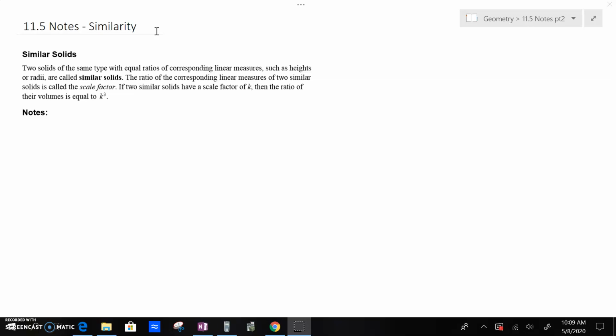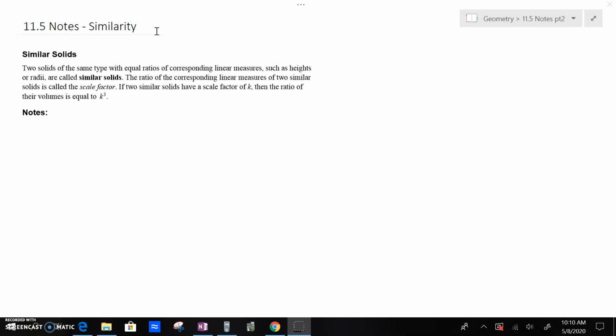Two solids, and a solid is just a three-dimensional shape, that have the same type, so they're the same sort of three-dimensional shape. They have equal ratios of corresponding linear measures, such as heights or radii, and they are called similar solids. The ratio of the corresponding linear measures is called the scale factor, and if two similar solids have a scale factor of k, then the ratio of their volumes is equal to k cubed. So let's talk about what that means.